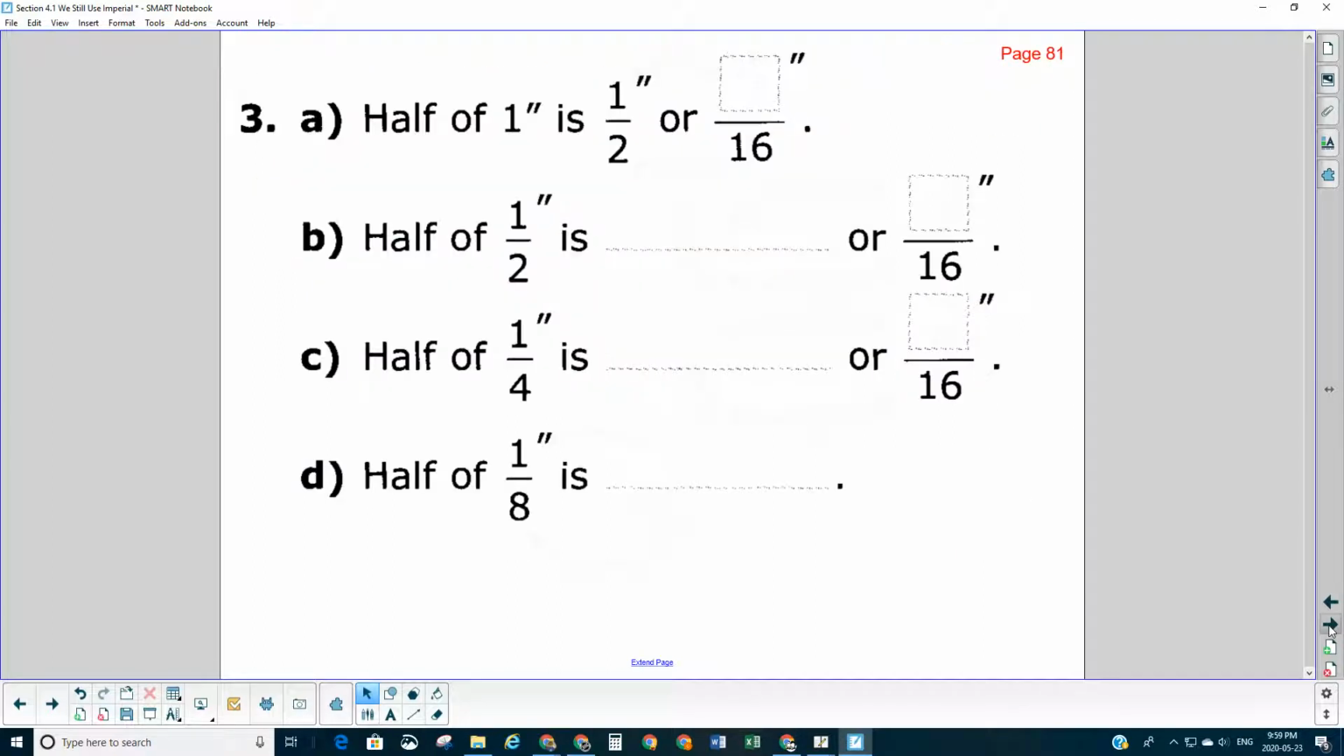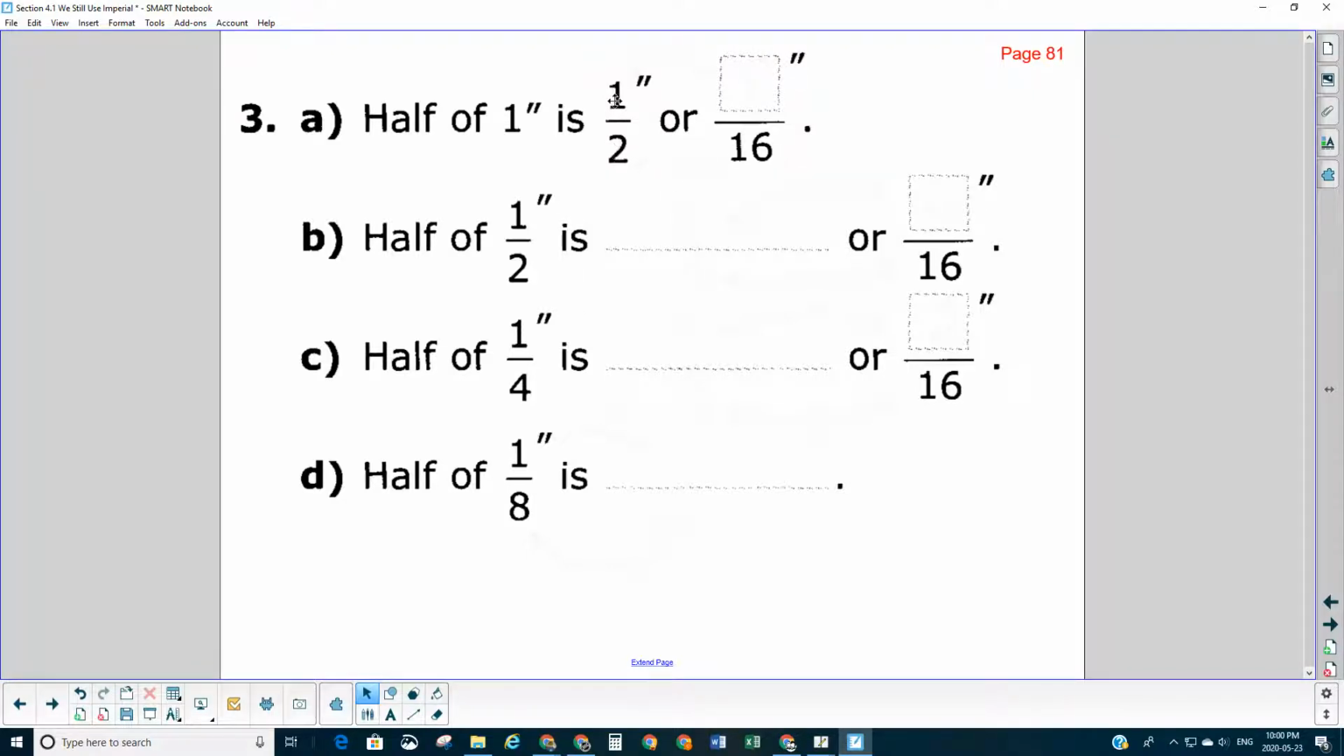So we're skipping ahead. We'll come back to number 2 in a second, because number 3 really talks about going back and forth with fractions, remembering what those fractions are. So for example, a half of 1 is obviously 1/2. So 1 inch, a half of that is 1/2 inch. Okay, but if we wanted to talk about that in 16ths, we would remember our rules for fractions.